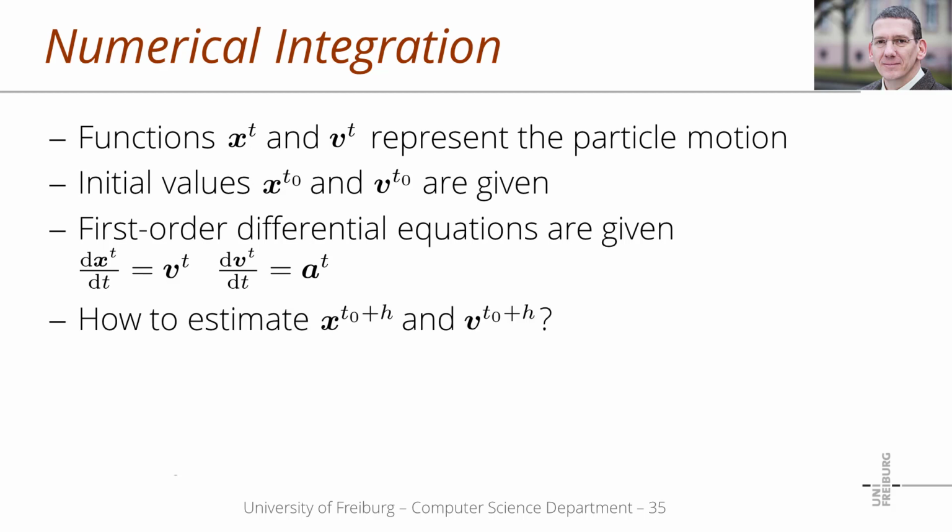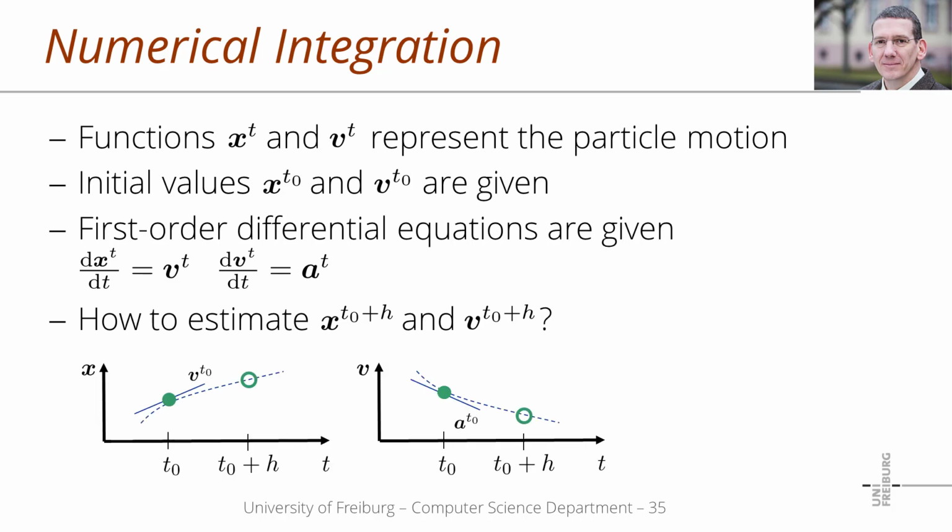And now we need to answer the question how to compute values for the functions x and v at subsequent time steps t plus h, where h is a small time difference or time step. The entire setting is shown in the illustrations. On the left-hand side, we have positions over time. On the right-hand side, we have velocities over time.